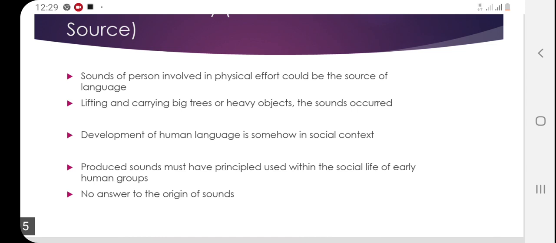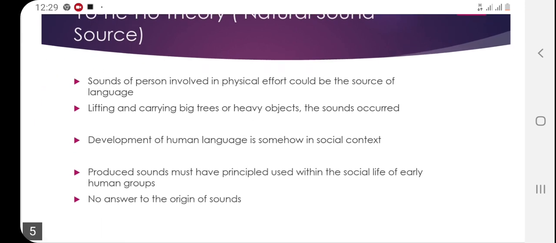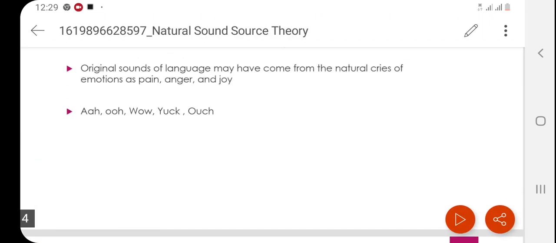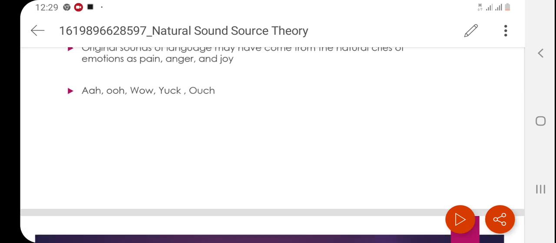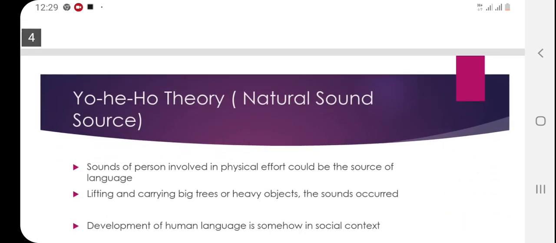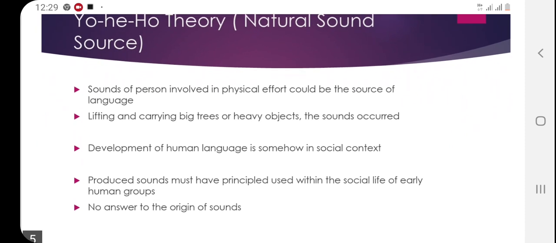The first words, according to this Bow-wow theory, were the natural sound sources. Natural objects made some sounds, and those sounds were actually the first words spoken by human beings. Whatever sound was produced, the name was given to that specific thing, object or animal. So coming back to the Yo-he-ho theory, it believes in physical effort and the development of human language.